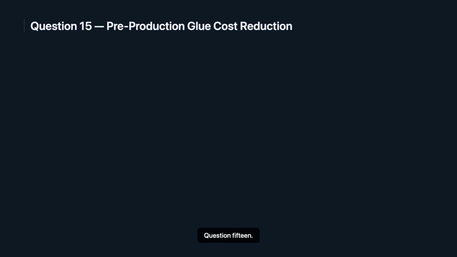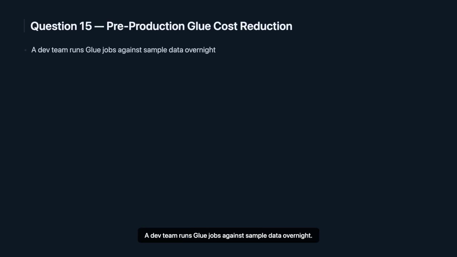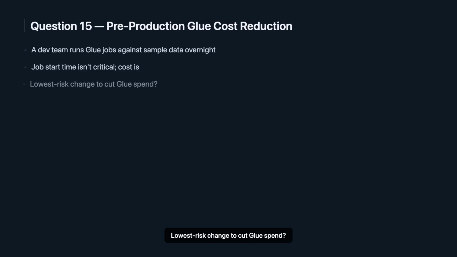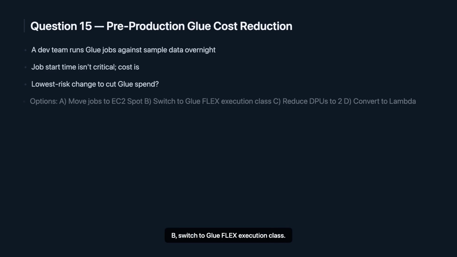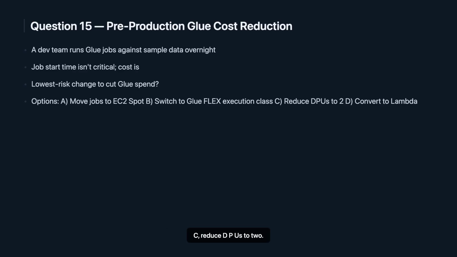Question 15. A dev team runs Glue jobs against sample data overnight. Job start time isn't critical, only cost is. Lowest risk change to cut Glue spend: A. Move jobs to EC2 Spot. B. Switch to Glue Flex execution class. C. Reduce DPUs to 2. Or D. Convert to Lambda. The qualifiers are lowest risk and not start time sensitive.